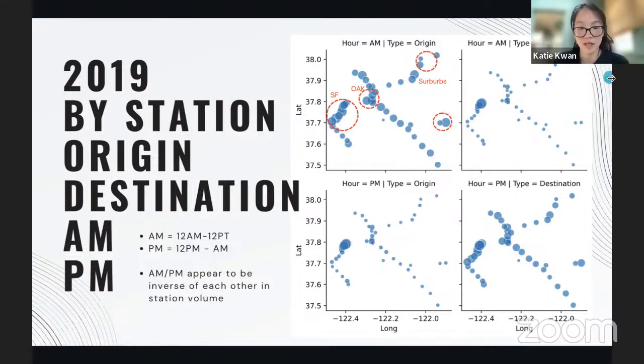On the top here, I've got an evaluation of 2019, and I use 2019 because I think of it as a pre-pandemic value and assessment. I charted the longitude and latitude, so this is a map representation, and the size of the circles is relative to the volume. We see a lot of volume in San Francisco downtown, we see it in Oakland, and then we see some volume in the suburbs. This is for the morning.